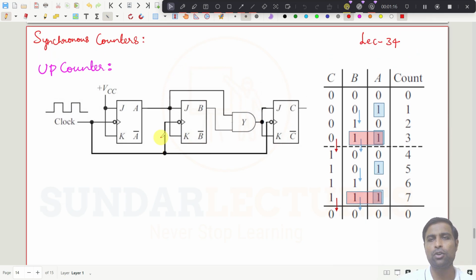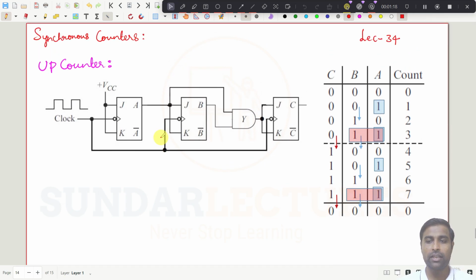Before that, I have not told you yet what is the difference between synchronous and asynchronous sequential circuits, and I will tell you that separately, as a comparison between the synchronous and asynchronous sequential circuits. Before that, it is easy to understand the design of counters without the knowledge of that. Anyhow, I will tell you one simple point.